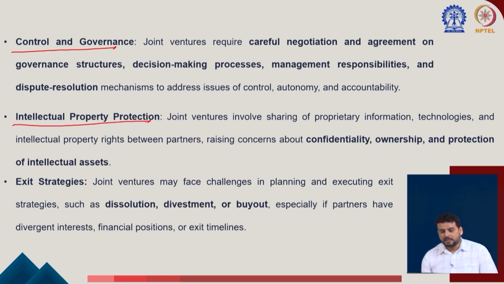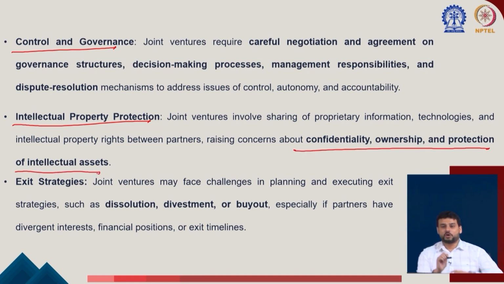Intellectual property protection. So obviously when two players come together, there is confidentiality and ownership, protection of intellectual assets. So that secret recipe of Honda is no longer secret for Hero, right? Because they are partners somehow, so they know the technology. Now the best thing is they know the technology of Honda, they can again renovate the same technology and come up with stronger promises in the market. Then exit strategy, because it is a joint venture, maybe contractual, so you need to decide how the dissolution, divestment or buyout will happen in the end, right?